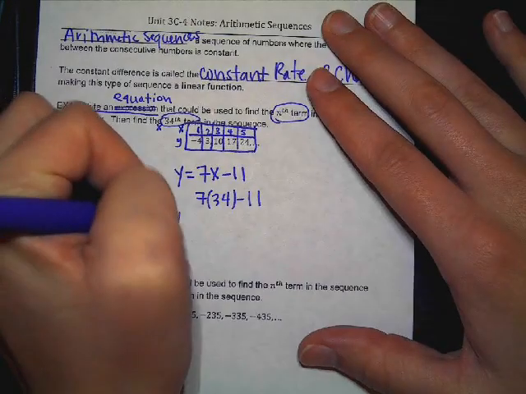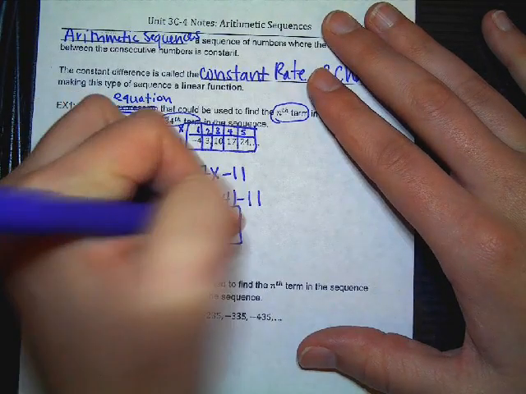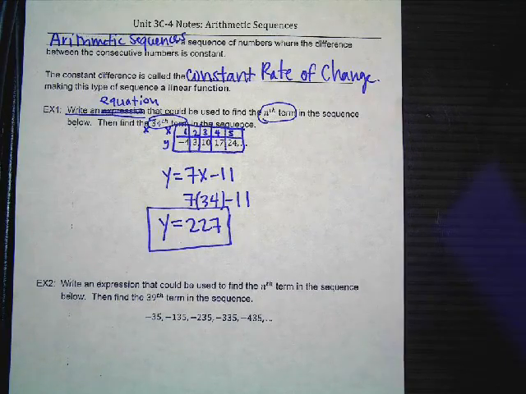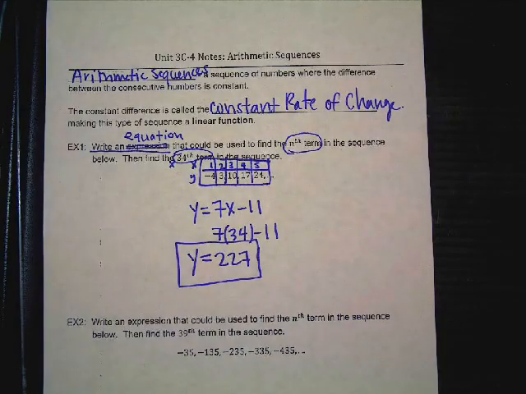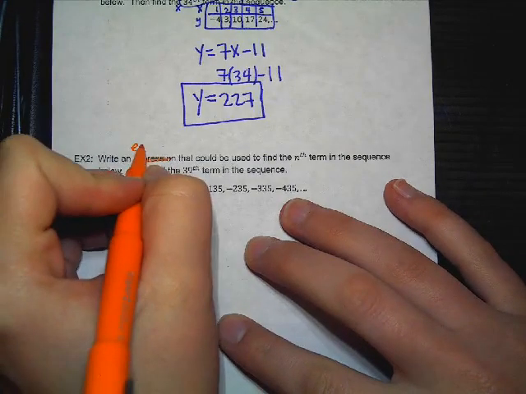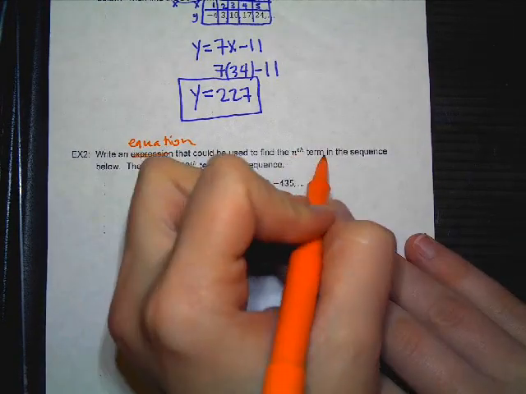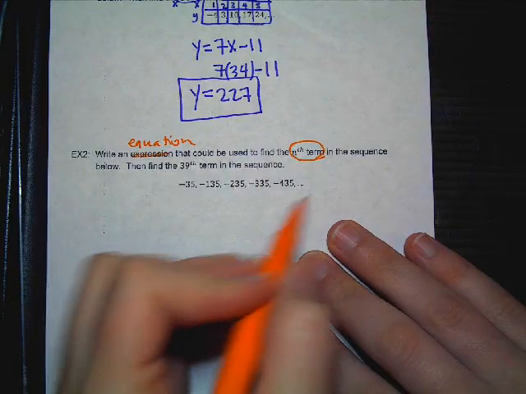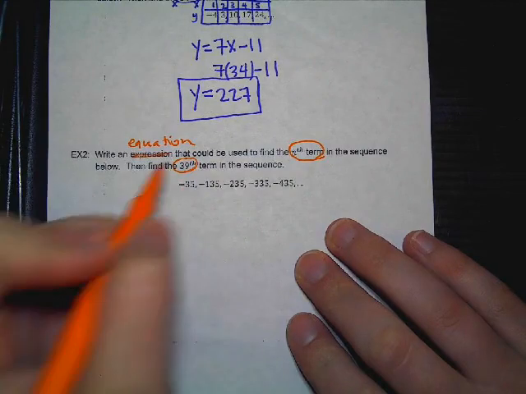Okay, so y equals what? 227. Okay, easy? So how do I know when to do this? Well, when it's talking about terms. So when you see the nth term, you know you have to turn it into a table. Write an expression. This should be an equation, because we're going to come up with an equation. So write an equation that could be used to find the nth term. Right there, I know I have to turn this list of numbers into a table. Then find the 39th term in the sequence.